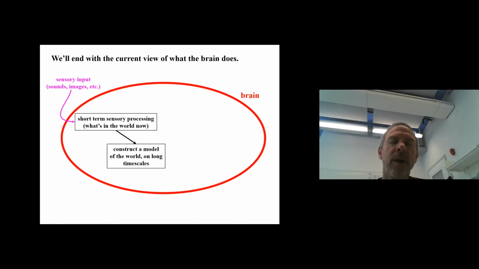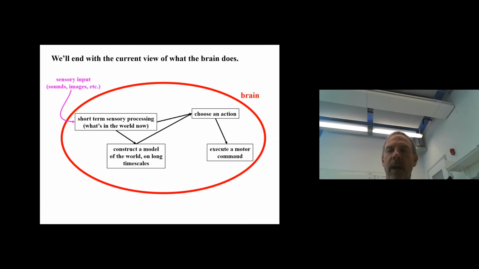And one of the things we do is construct a model of the world on long time scales. The reason you can do this short-term sensory processing fast is you know stuff, right? You know what a chair is, you know what a person is, you know what a building is, all sorts. But given the short-term sensory processing and our model of the world, you choose an action, you execute a motor command, and then that affects the outside world. So this is pretty much what the brain does.